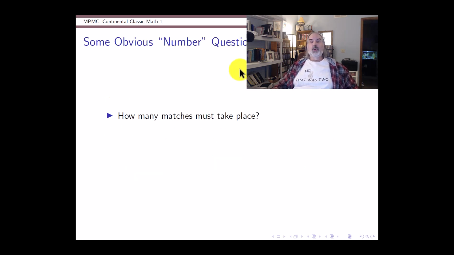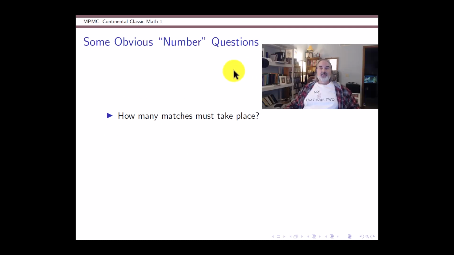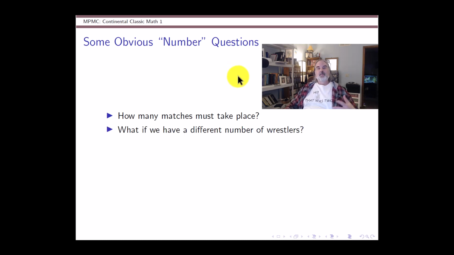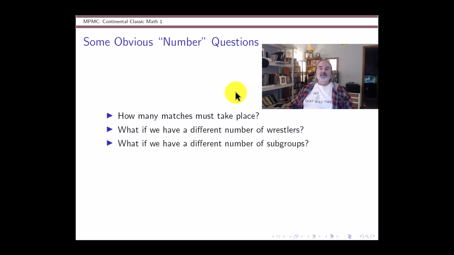Okay, so when you think about that, you've got some number questions that are popping up. Like, okay, there's two groups of 6, but everybody has to wrestle everybody else because it's round robin, but there's two groups, and how many matches are there going to be altogether? And then once you figure that out in math, the big thing is just to ask, well, what if? What if we used a different number of wrestlers? How hard is it to crank out a new total number of matches that are going to have to take place? What if you split the wrestlers up into 3 groups instead of 2?